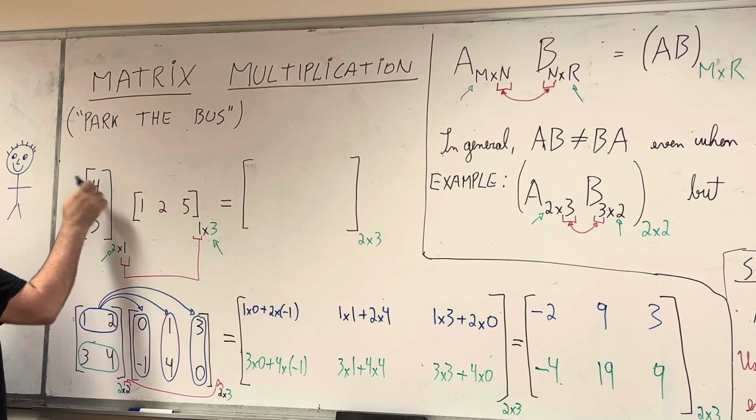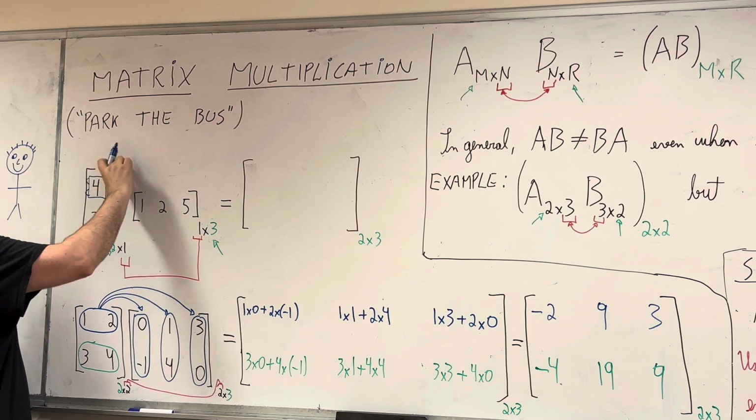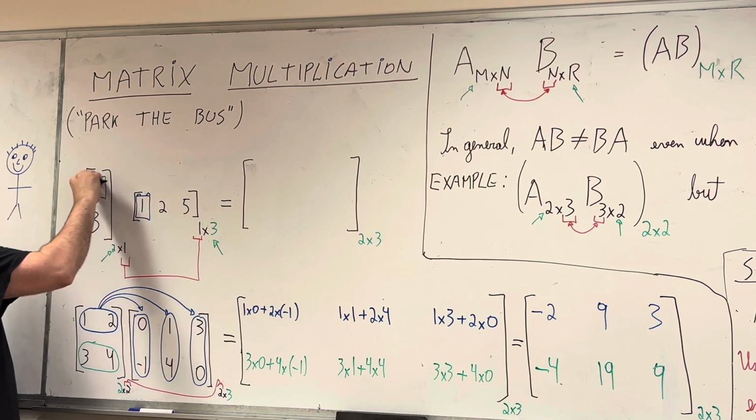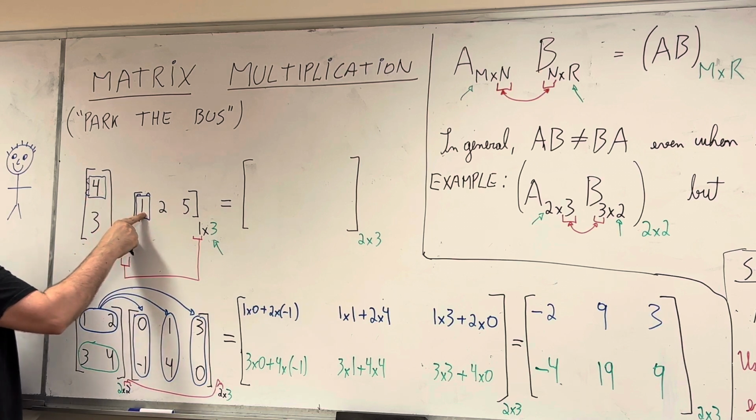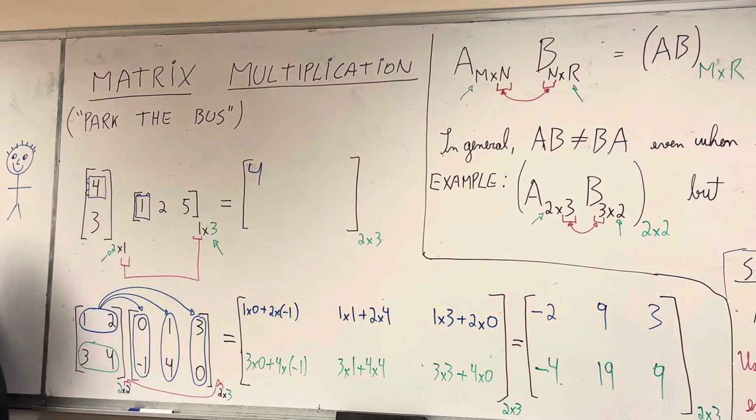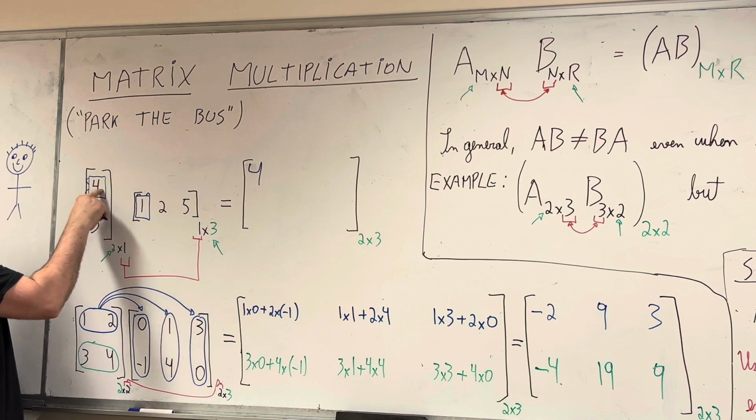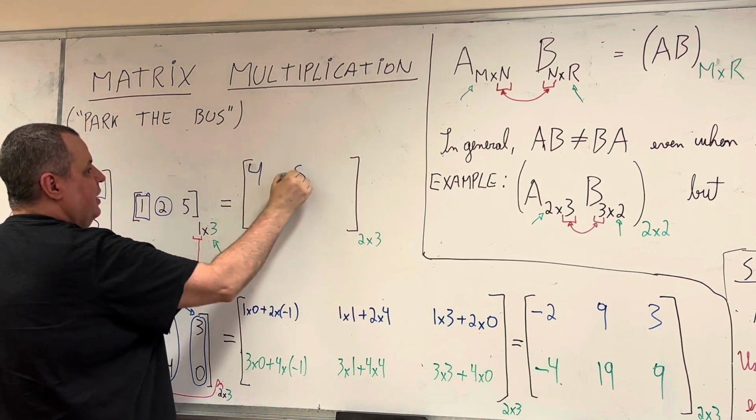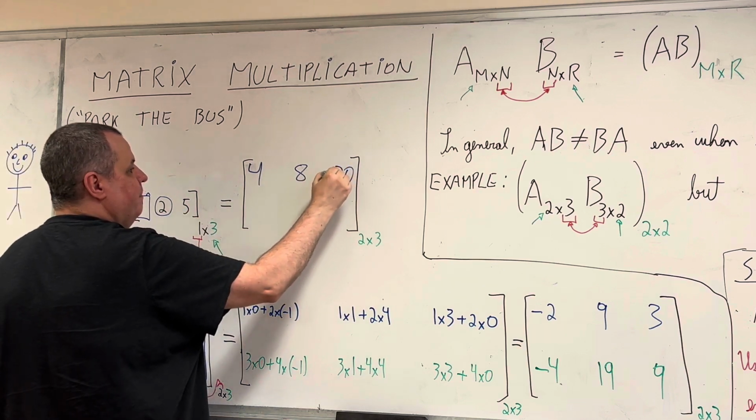So pretend this is a bus, and here are the headlights of the bus. The bus comes back and parks here. So you go backwards and curve, and then you go here. So it's 4 times 1. 4 times 1 is 4. And then I put the 4 here. Then the bus comes and parks here. So it's 4, and parks here. And then 4 times 2 is 8. Then the bus comes and parks here. 4 times 5 is 20.